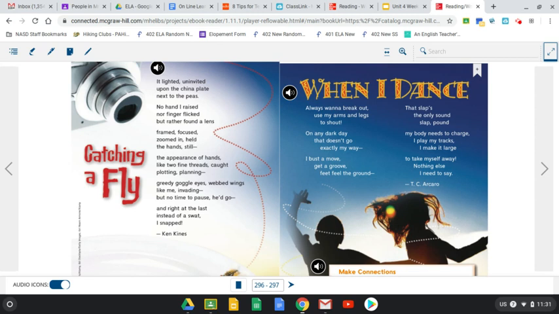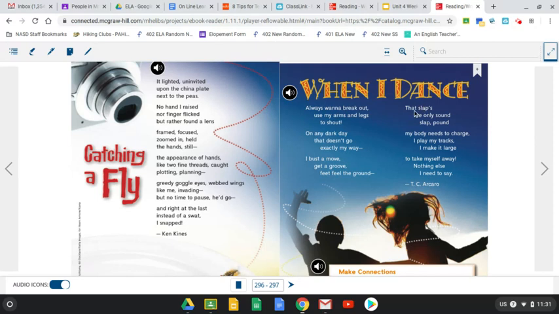I do, however, see some evidence of alliteration, that beginning sound repeating over and over: plotting and planning, greedy goggle, webbed wings. So while this is not my favorite type of poetry, there is a lot of figurative language and thought that has to go into constructing a free verse poem.